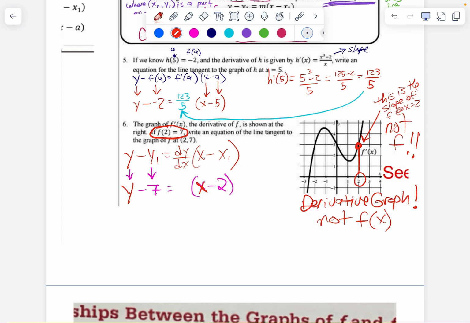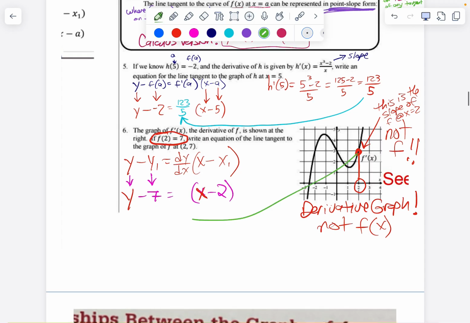What if that was the graph of f? Well, now we have to go find the slope at 2, right? Which we would have to sketch in a tangent line, and that's not as accurate. So what is the slope at 2? 3. It's 3. There's the equation of our tangent line at the point (2, 7). Any questions on that?